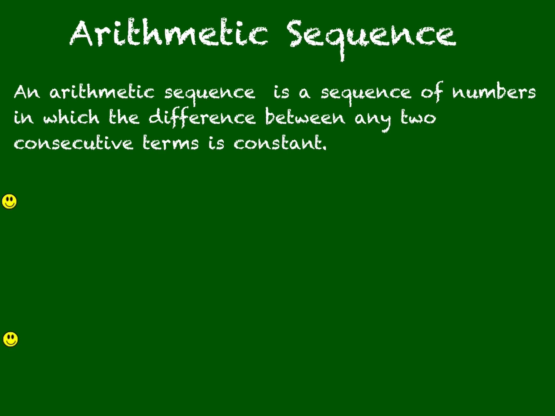Now that we've covered the basics, we're ready to dive into a special type of number sequence, which is the arithmetic sequence. An arithmetic sequence is a number sequence in which the difference between any two consecutive terms is constant. Let me share two examples of arithmetic sequences.